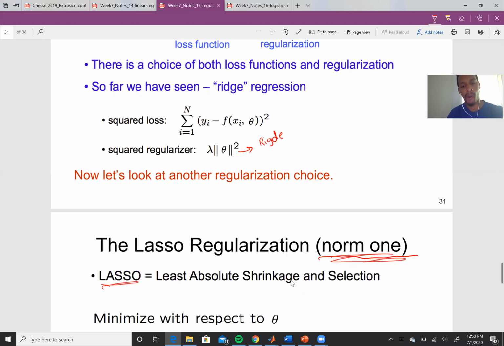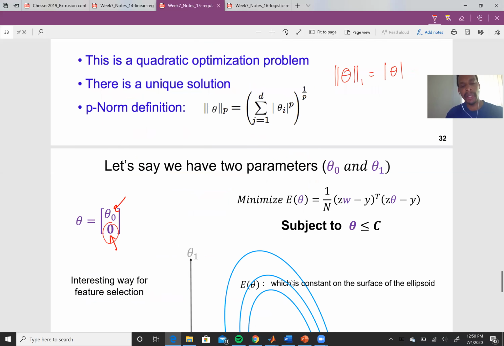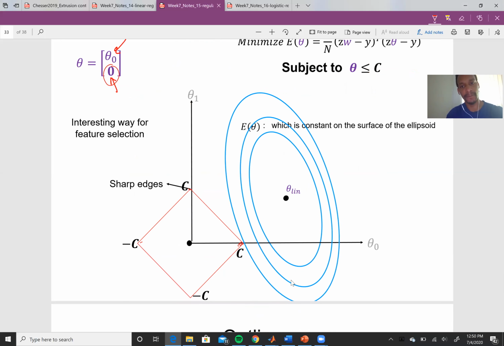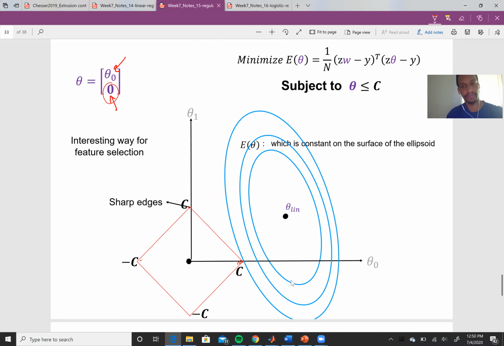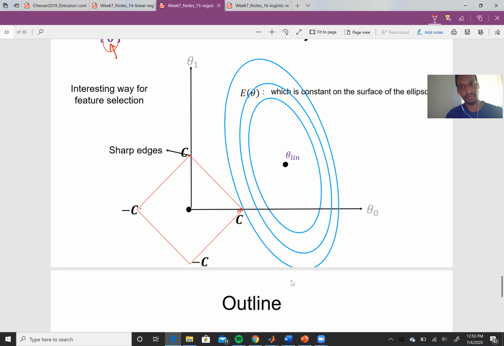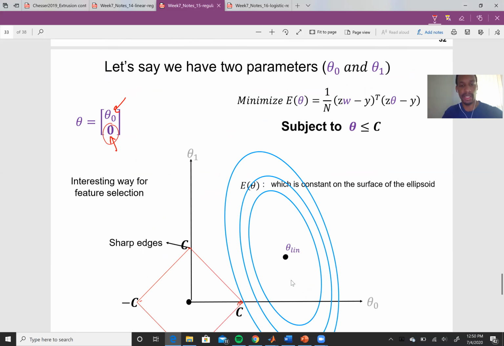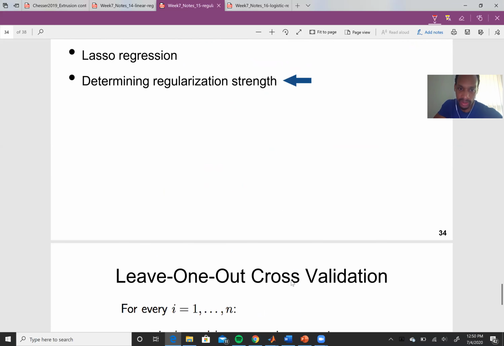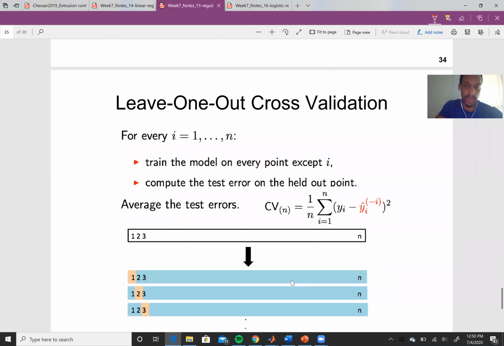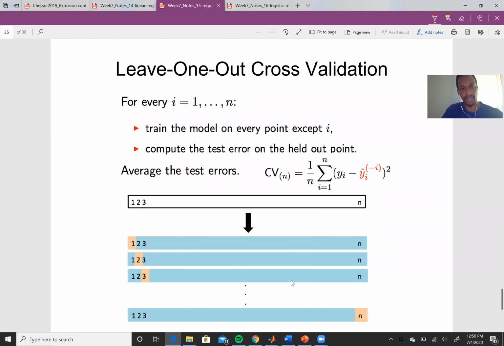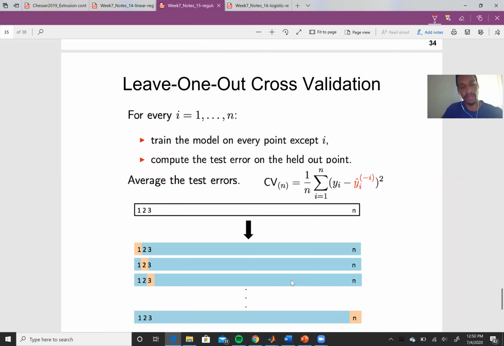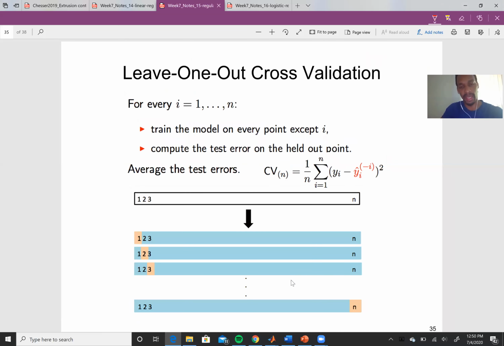Okay, does that make sense? All right, and then the last thing here is determining regularization strengths. He purposely skipped this one in the lecture videos, but I'll still explain it, and I'll explain why it's bad, and then we'll talk about the other one.